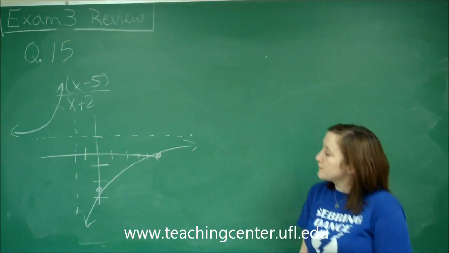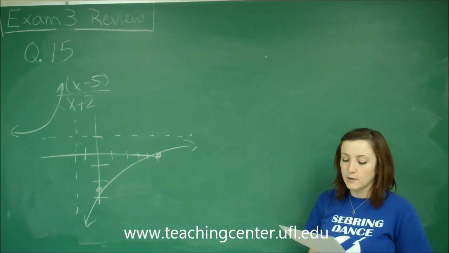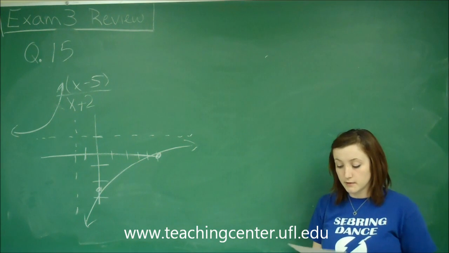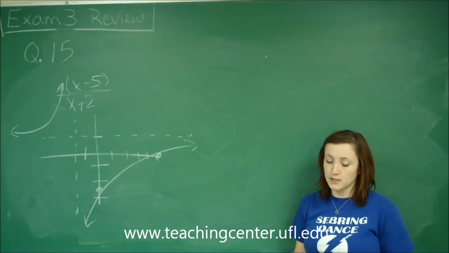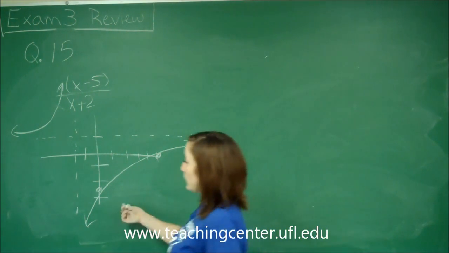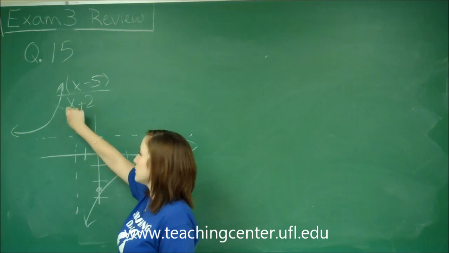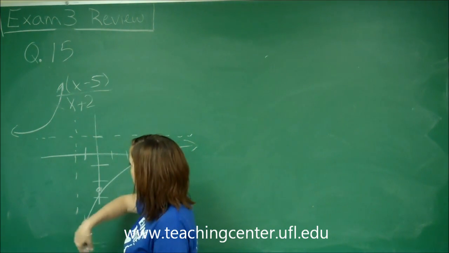This is question number 15, and it gives us the function (x - 5)/(x + 2), and it wants us to find the range and the zeros, and then it wants to know if the graph crosses its horizontal asymptote. So I graphed it here pretty quickly, but the way that I did that is I knew I had a vertical asymptote at x = -2, so I went ahead and drew that.